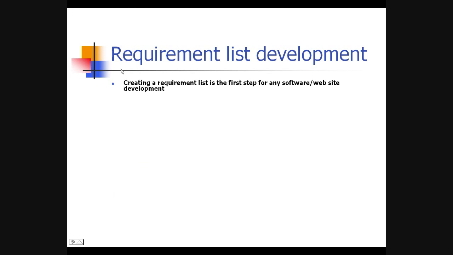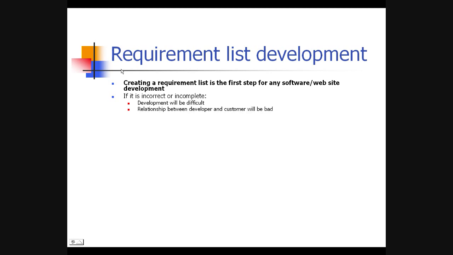So creating a requirement list is really the first step for any software or website development. If it is incorrect or incomplete, you're going to have lots of difficulties. The development will be difficult because, of course, if you don't have a full list of all the things that the software has to do, you won't know what it has to do, and you will have to go back and forth with the customer and have changes and all this kind of thing. I'm sure you all already had this kind of problem.